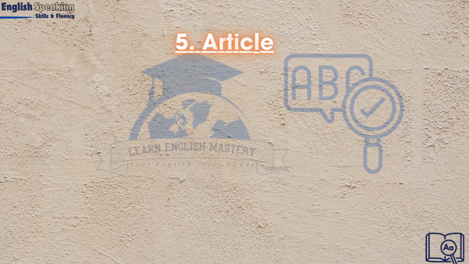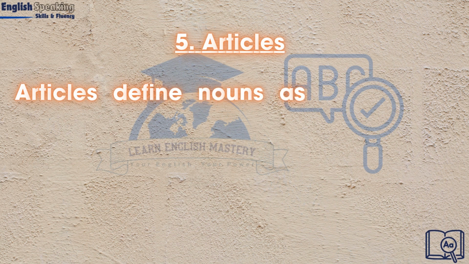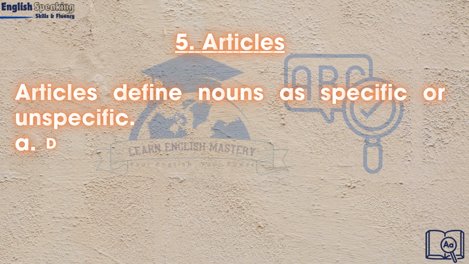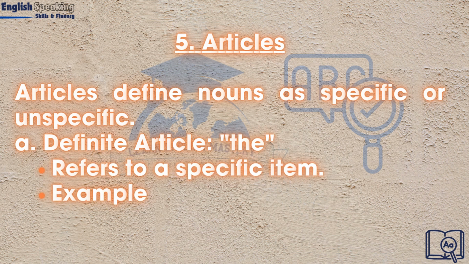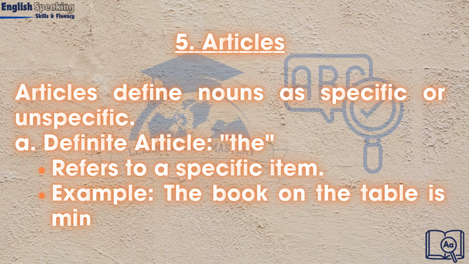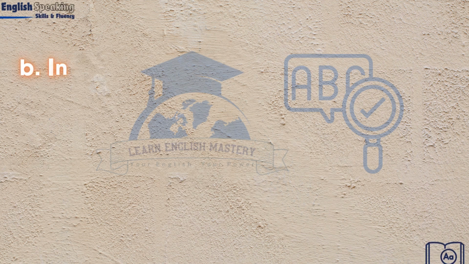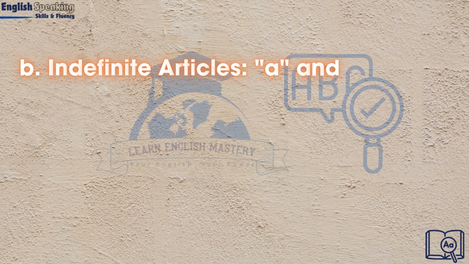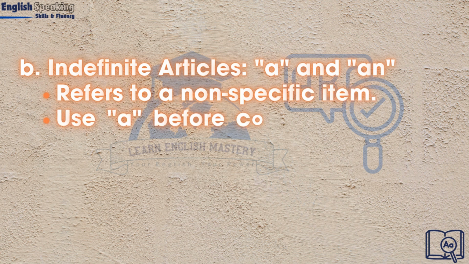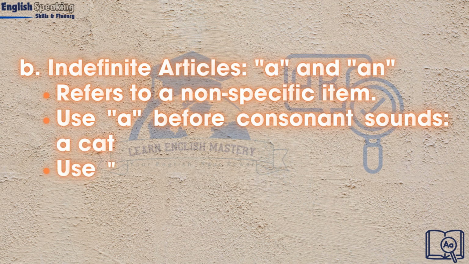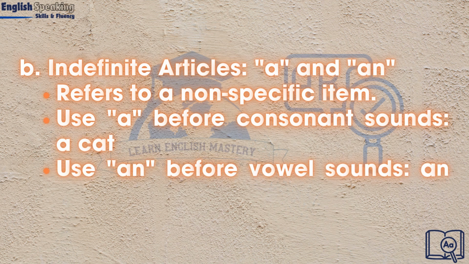5. Articles. Articles define nouns as specific or unspecific. A. Definite article: "the" refers to a specific item. Example: The book on the table is mine. B. Indefinite articles: "a" and "an" refer to a nonspecific item. Use "a" before consonant sounds: a cat. Use "an" before vowel sounds: an apple.